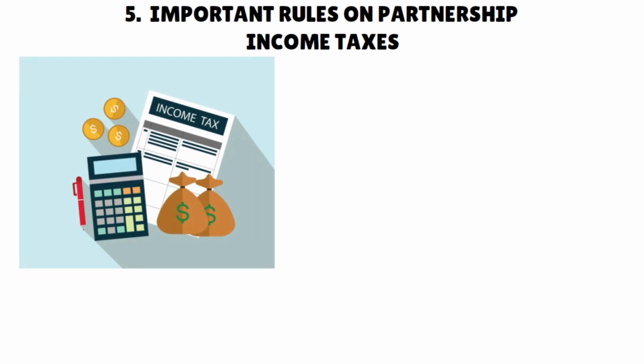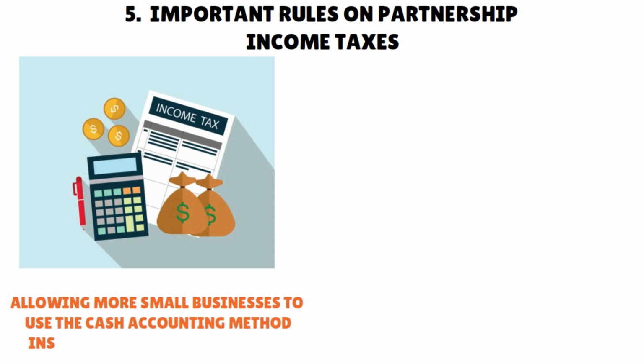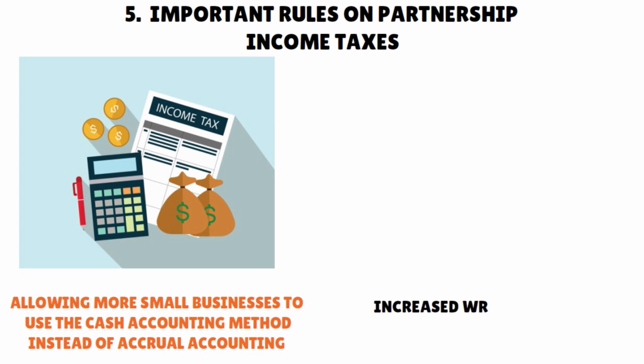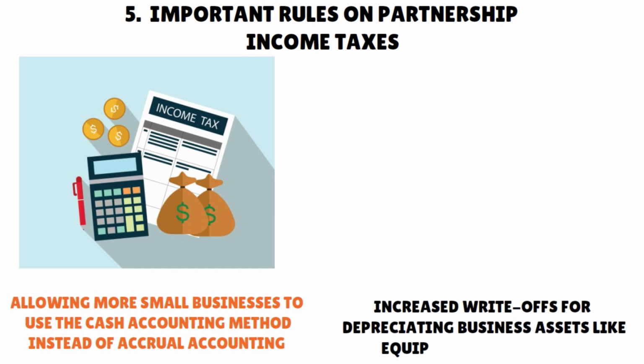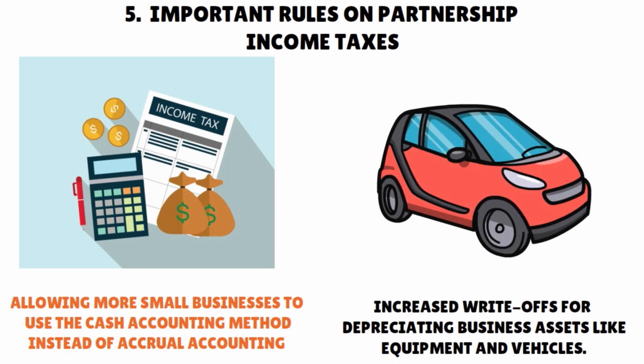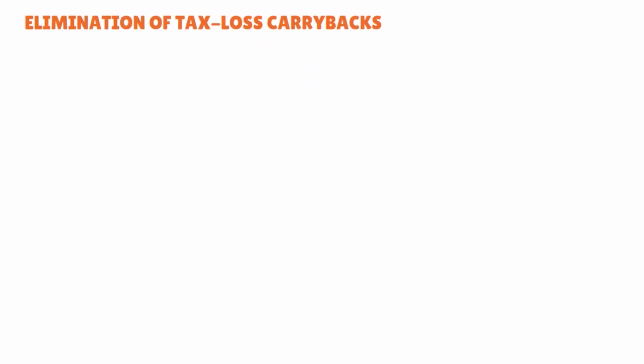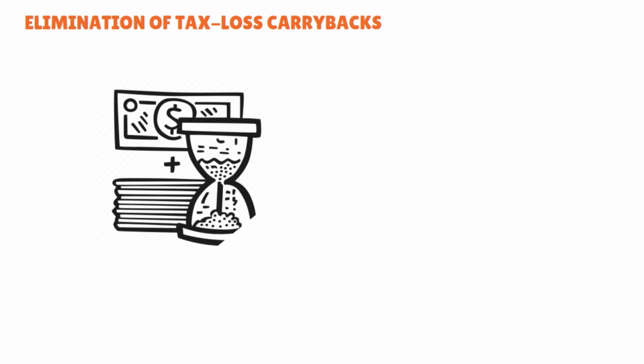So that's the Tax Cut and Jobs Act. This has had multiple changes that may affect your partnership income tax return this year. Some of the major changes that could affect your partnerships are allowing more small businesses to use the cash accounting method instead of accrual accounting, increased write-offs for depreciating business assets like equipment and vehicles, the elimination of tax loss carrybacks, but net operating losses can still be carried forward to future years.